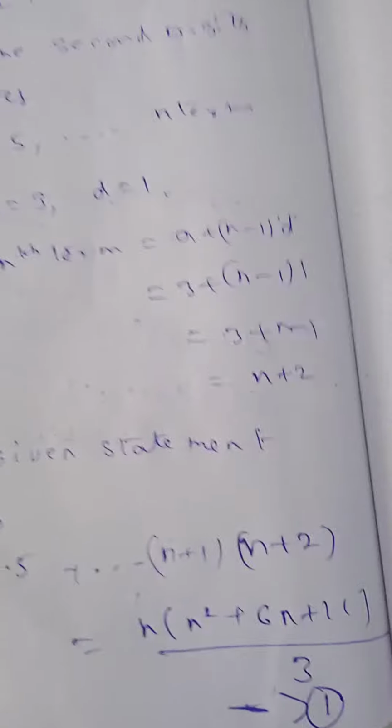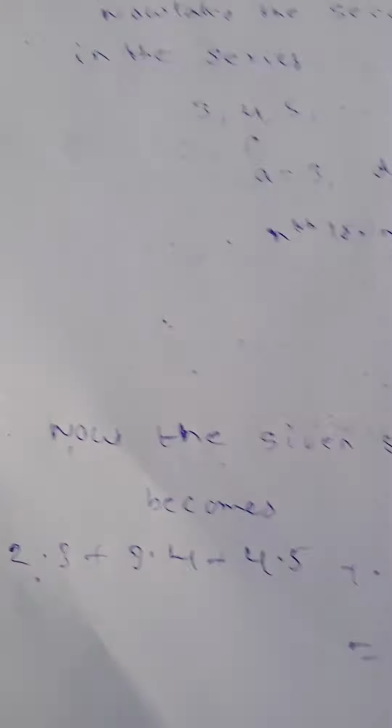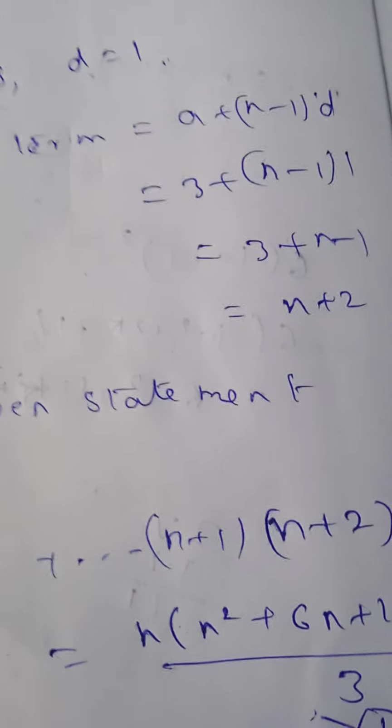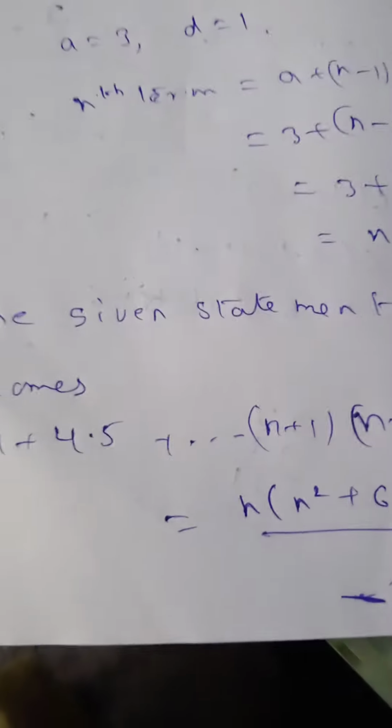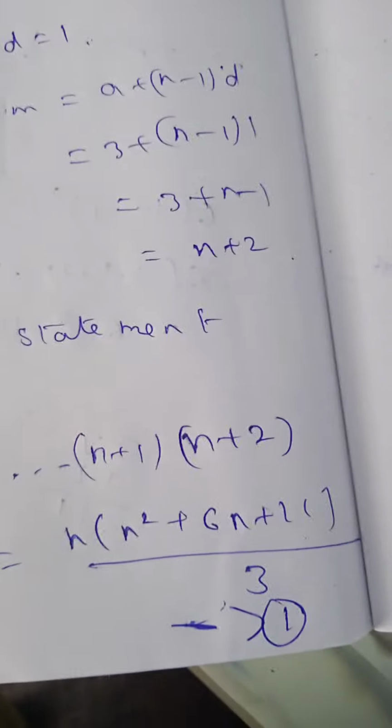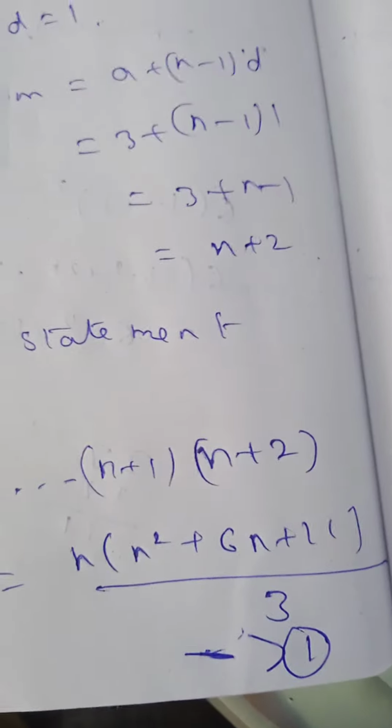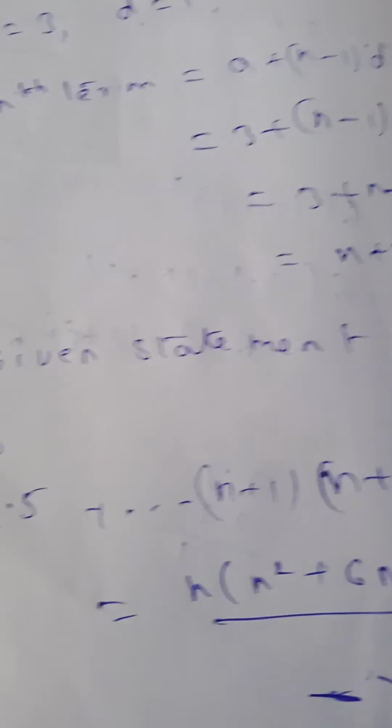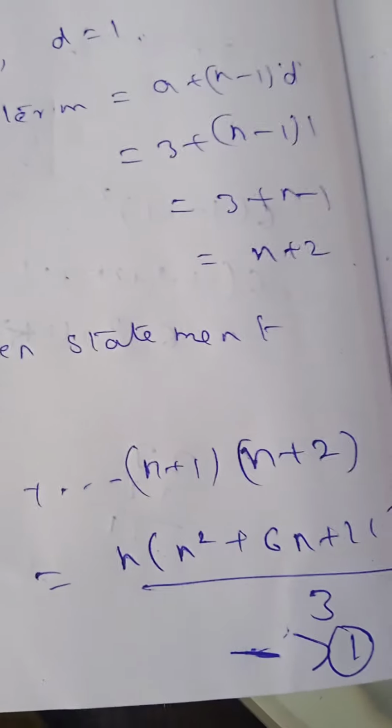Now the given statement becomes 2 into 3 plus 3 into 4 plus 4 into 5 plus and so on up to (n plus 1) into (n plus 2) equal to n into (n square plus 6n plus 11) by 3. Let it be equation 1.